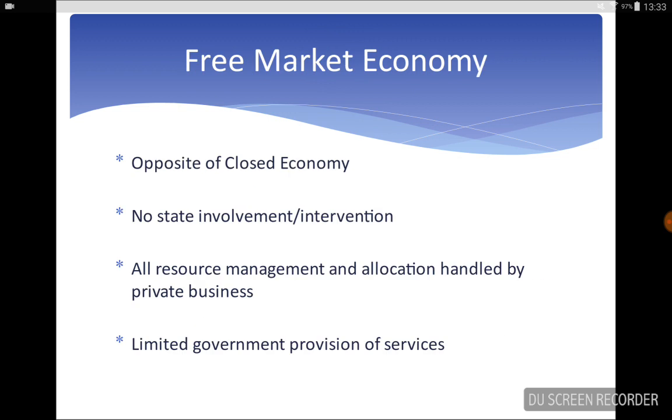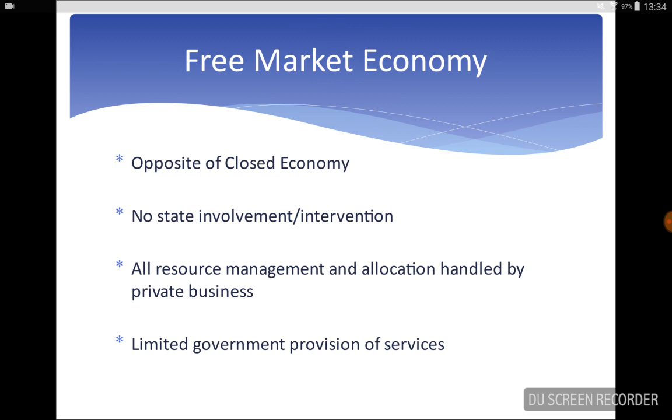So moving on from there to the other extreme, we have a free economy, a free market economy. As it says on the slide, it's the opposite of a closed economy. Where in a closed economy you have the state controlling absolutely everything, in a free market economy, it's the reverse. The state basically believes that if they leave commerce, industry, private industry, to its own devices, they will set the prices, they will control the market themselves, and therefore will regulate themselves as well.